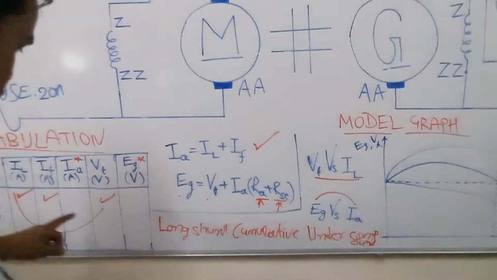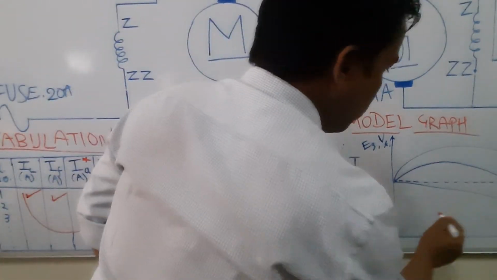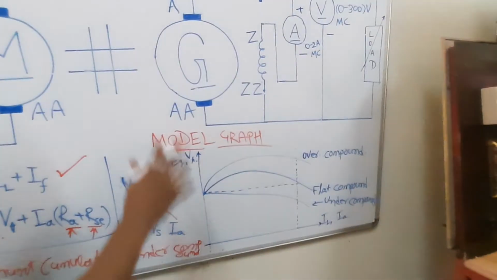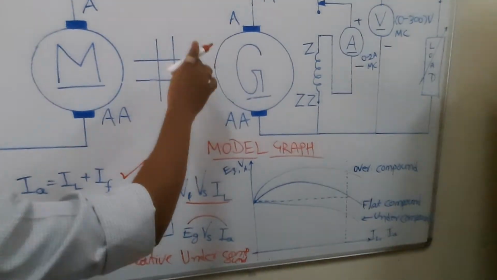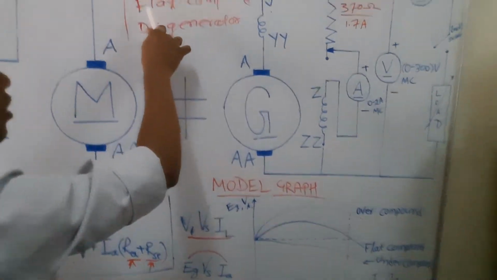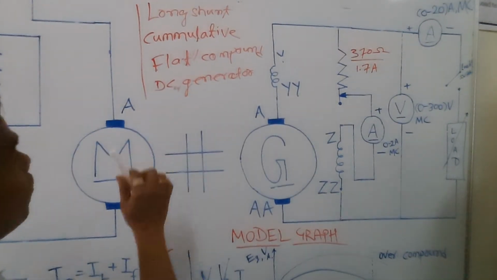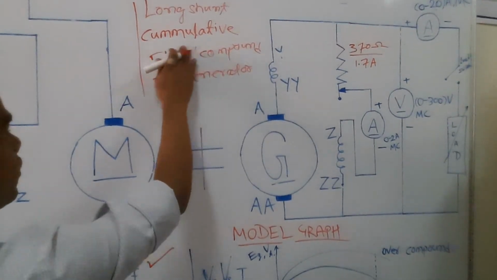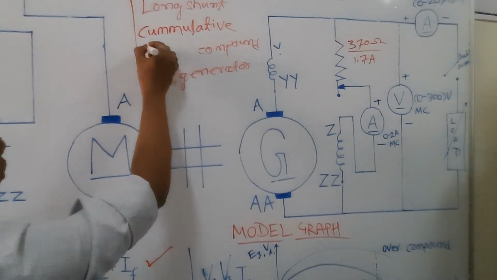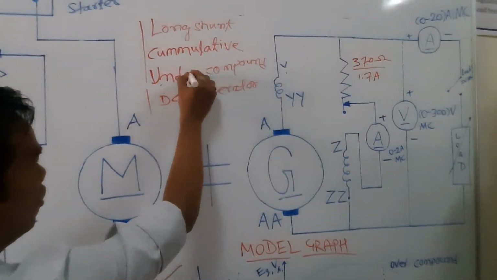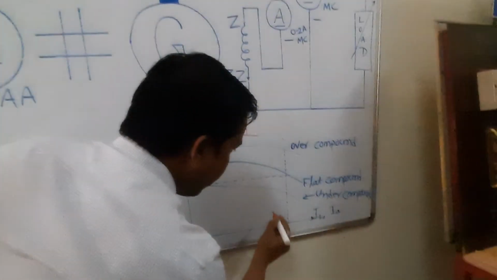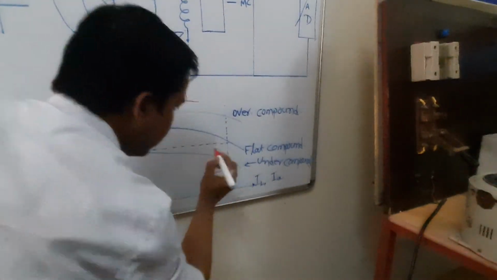Next, once we have this data, then you can draw it. Once you draw this one, your job is over. Since this experiment is related to long shunt cumulative under compound, sorry, it should be under compound, we are going to get a graph like this one, something like shunt.